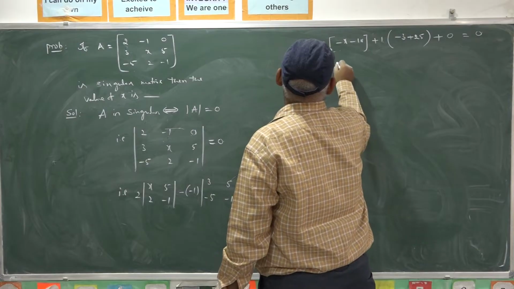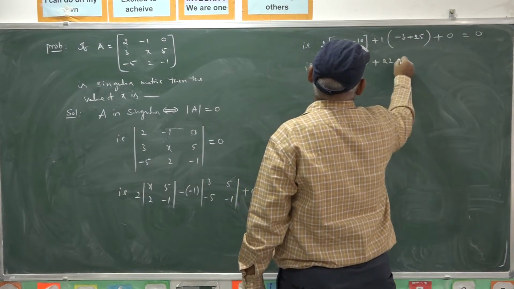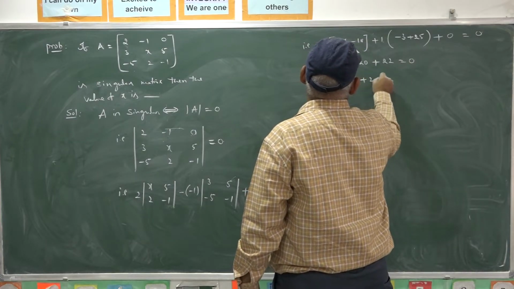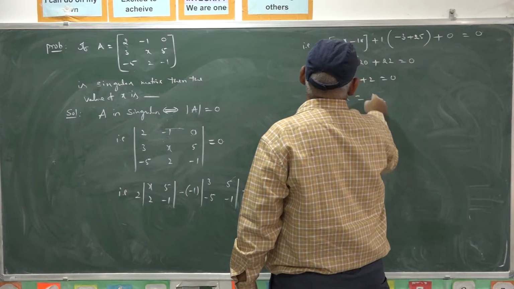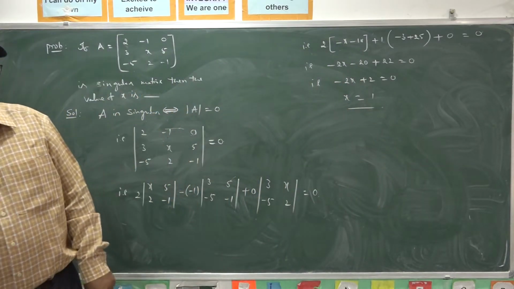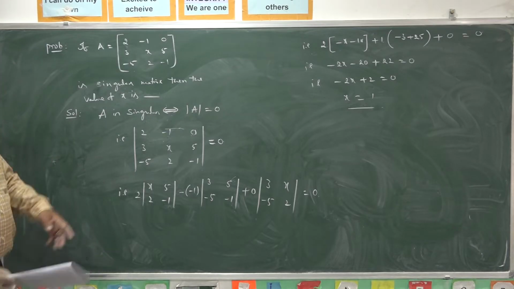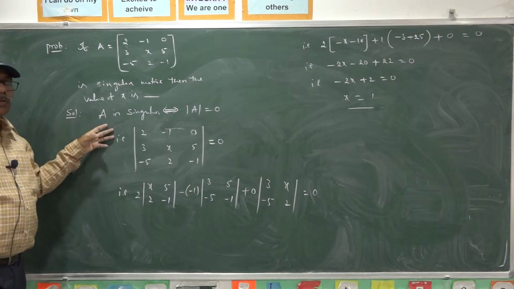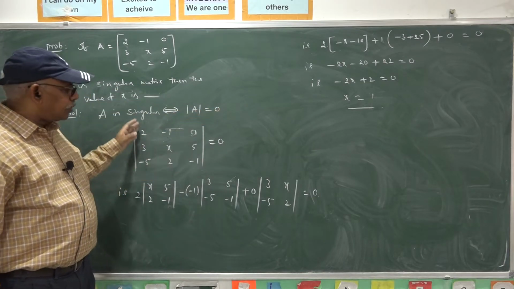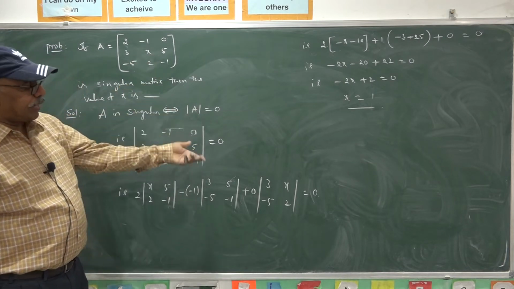So, it gives us minus 2x minus 20 plus 22 equal to 0. That gives us minus 2x plus 2 equal to 0, so minus 2x equals minus 2. X takes the value 1 clearly. So, once the matrix is singular, its determinant is always 0. So, making the determinant of that matrix 0, you can find the required value of x here.